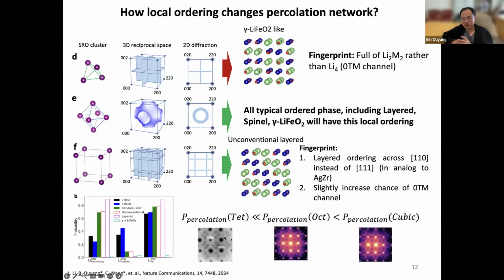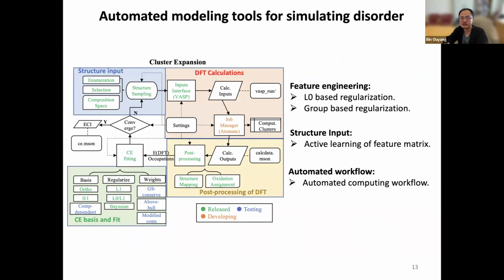Okay, so with this kind of qualitative understanding, we map the electron diffractions back into the 3 types of local structures. This is a summary of the previous few slides. The next question is how do we simulate that, right?